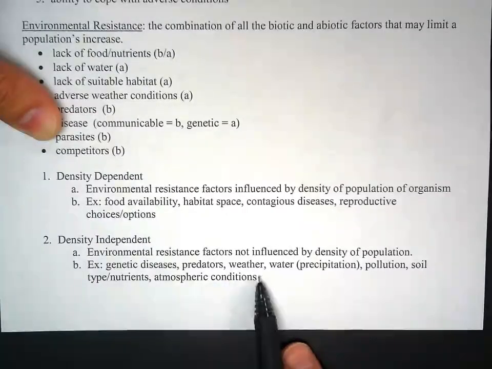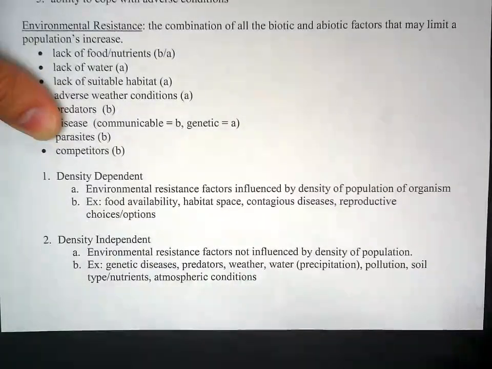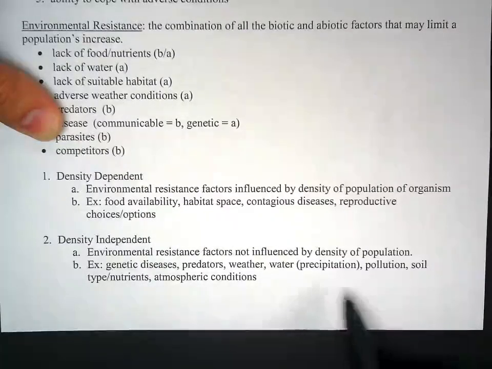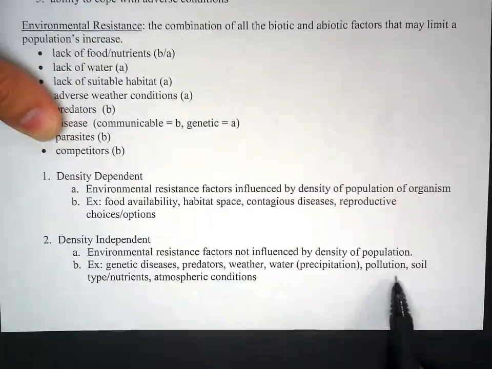Okay, weather. So like storms or fire, stuff like that. It doesn't matter if there's 3 individuals or 3,000. The fire's still going to burn the same area, and it's going to kill some or not. It doesn't make the fire worse because there are more organisms. Okay. Water precipitation, in terms of the amount of water that falls, not necessarily water availability, but the precipitation. Pollution. Pollution would be there no matter how many are in the population.